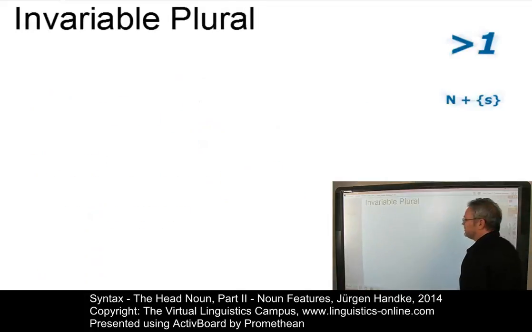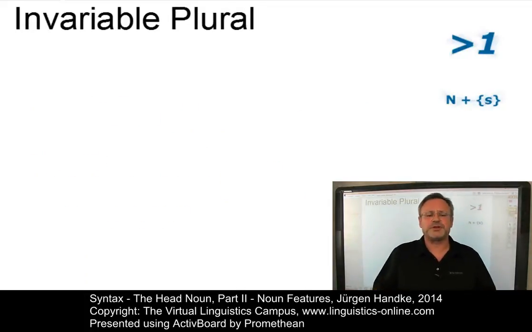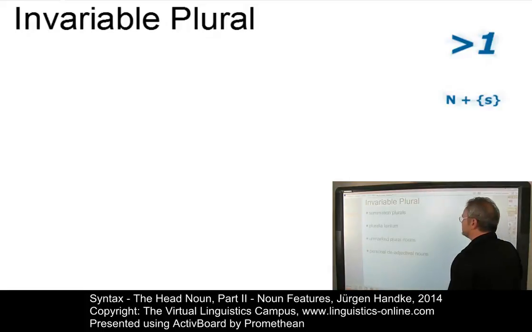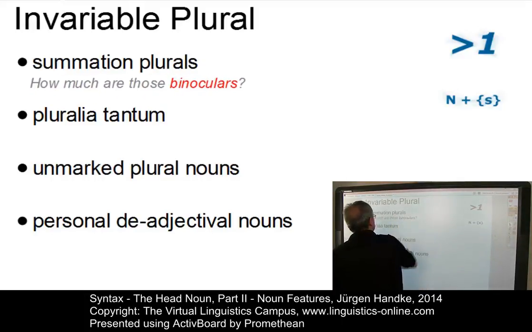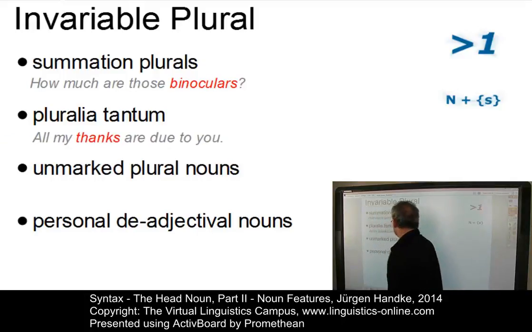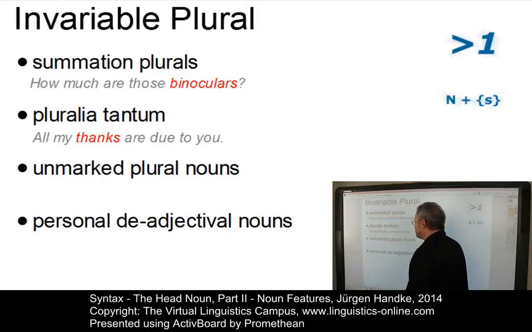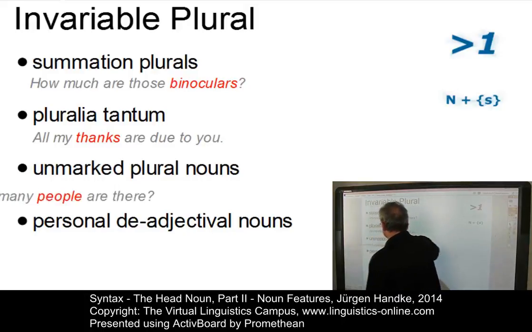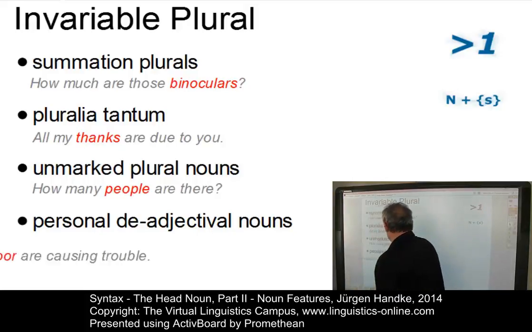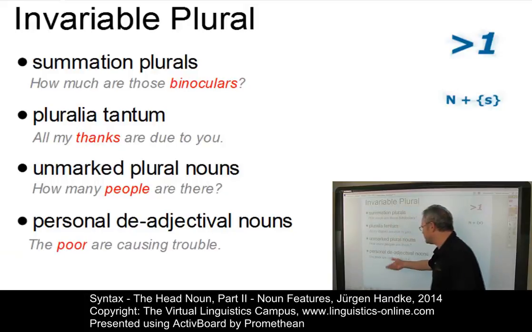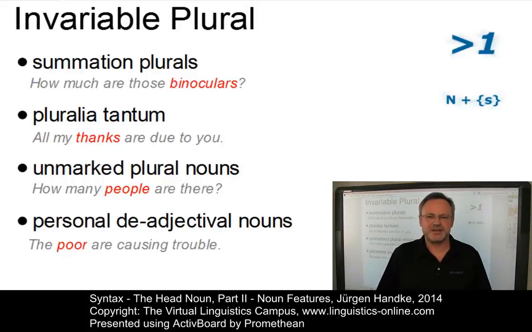Let's now look at the invariable plural. Nouns occurring only in the plural include, for example, summation plurals, such as how much are those binoculars, pluralia tantum, nouns that only occur in the plural, all my thanks are due to you, there is no such thing as a thank, unmarked plural nouns, how many people are there, and personal de-adjectival nouns. So poor is originally an adjective, but in the poor are causing trouble, it is a noun in its invariable plural form.